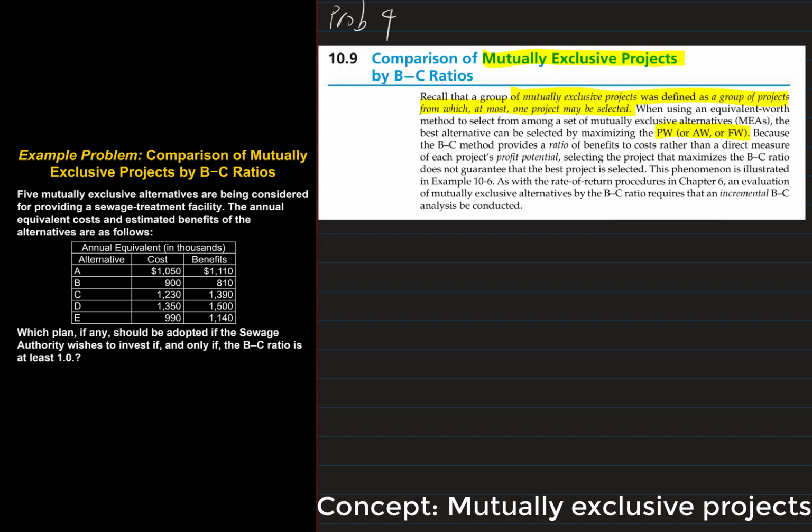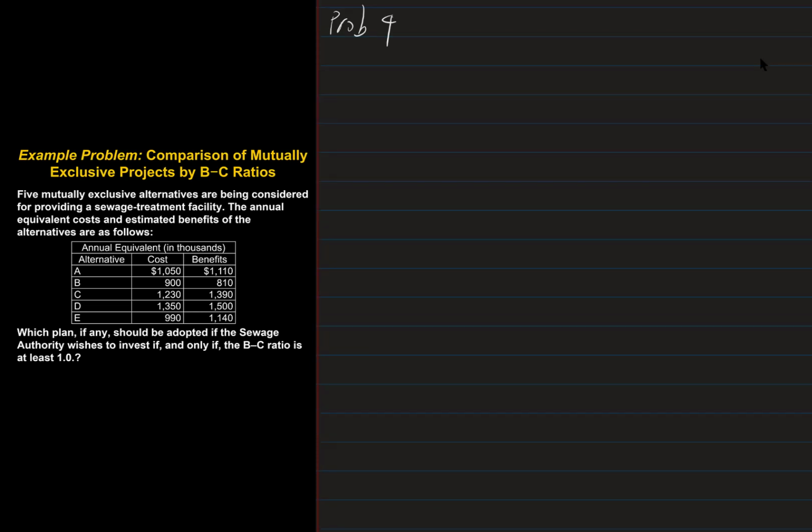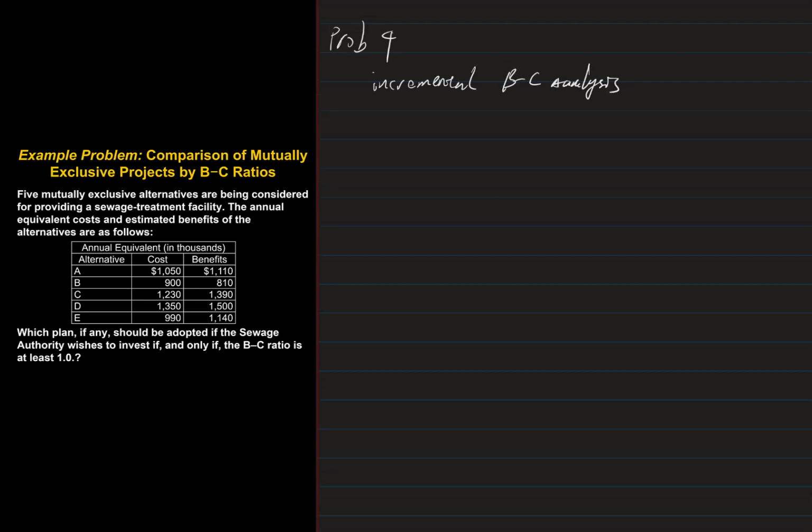Just a recap: we cannot use BC ratios directly to compare different projects, since it's not a direct measure of each project's profit potential. So selecting the project that maximizes the BC ratio does not guarantee the best project is selected. Now let's take a look at an example here. To compare different projects using BC ratios, we need to use the technique introduced in class called incremental BC analysis. Now let me introduce the procedure to solve this problem.